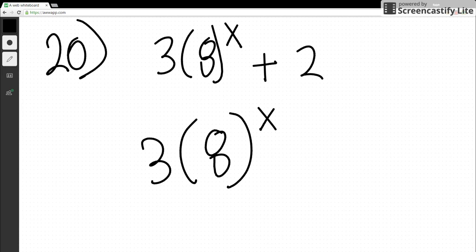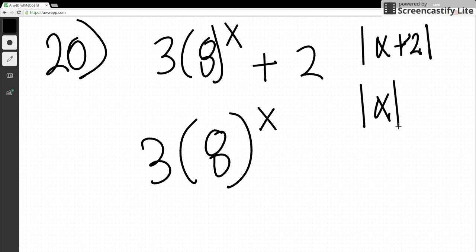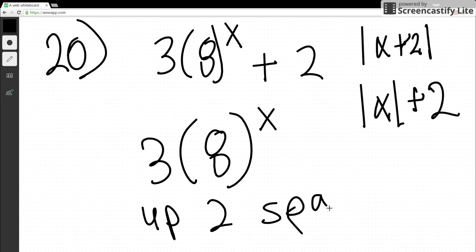So it's kind of going back to our absolute value. Remember this, if I had something like that, that moved me to the right. If I had something like this, it moved me up or down. So this one is going to go up 2 spaces. Up 2 spaces.